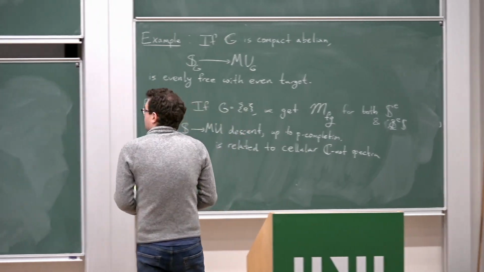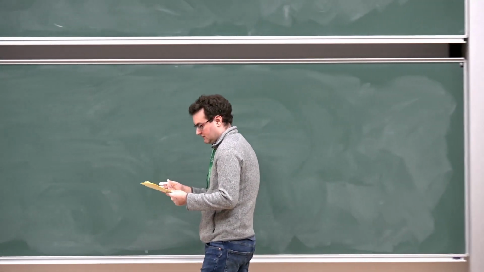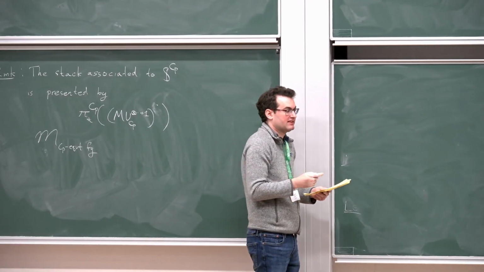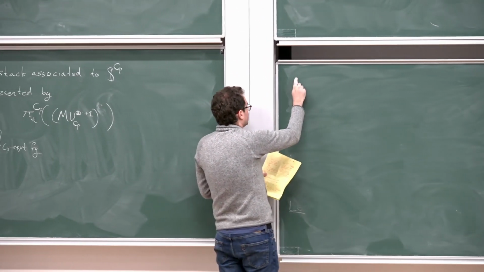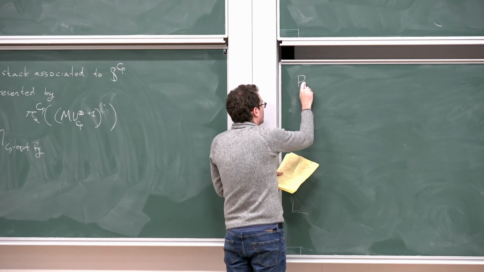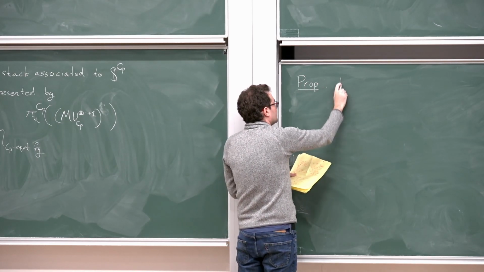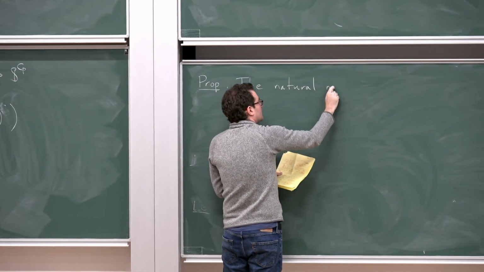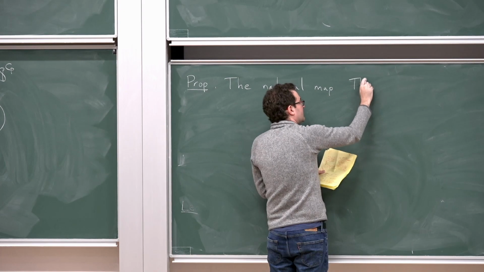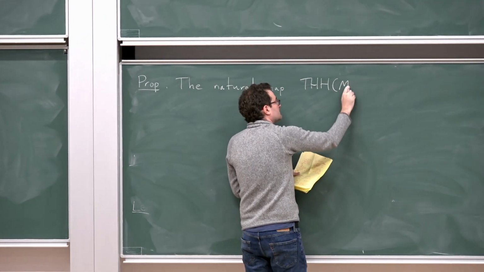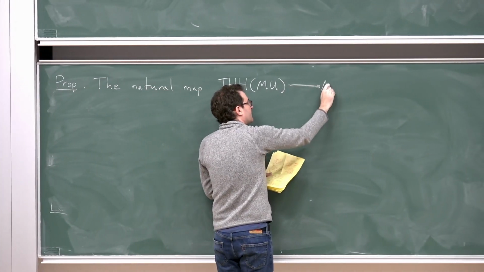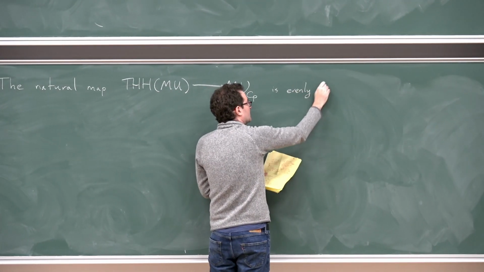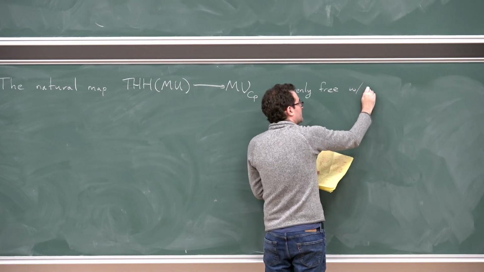So I guess what I'll talk about next and continue on with in the second lecture is the following proposition. The natural map THH of MU to MU_CP is evenly free, even target.